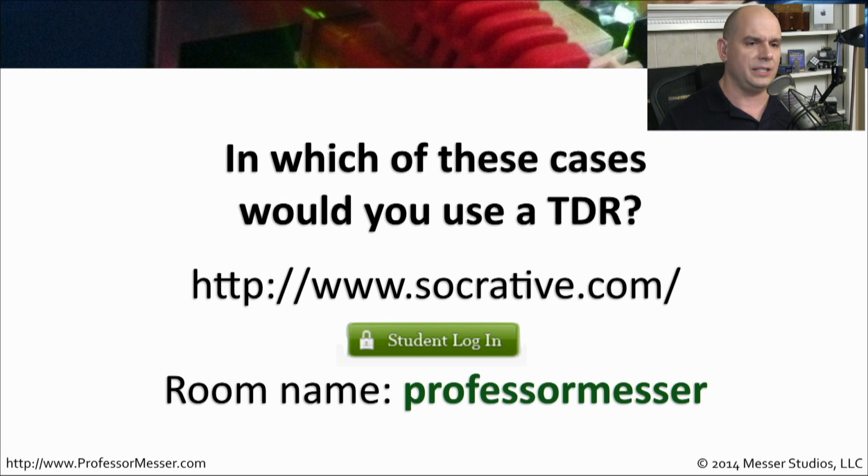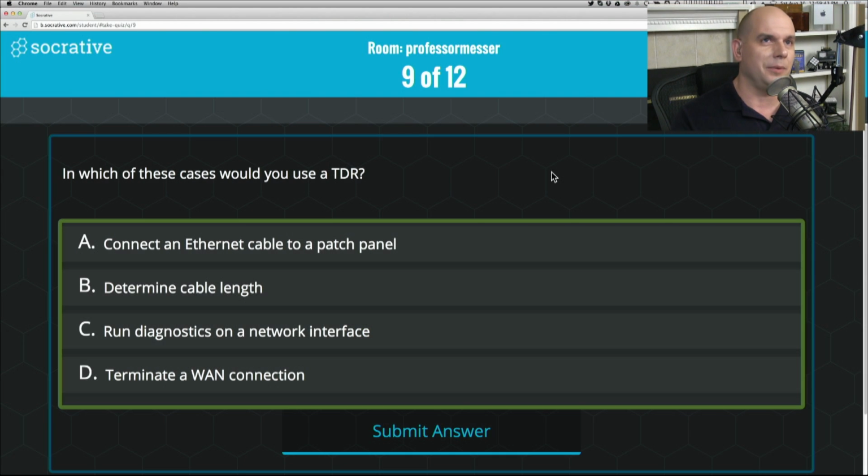In which of these cases would you use a TDR? Again, I'm giving you these questions that are wrapped in an enigma. They have a separate step that you have to go through. You have to know what a TDR is. And then you have to be able to know, do I use a TDR to connect an Ethernet cable to a patch panel? Do I use it to determine the cable length of a cable? Do I use this to run diagnostics on a network interface? Or do I use it to terminate a WAN connection? In which of these cases would I use a TDR?